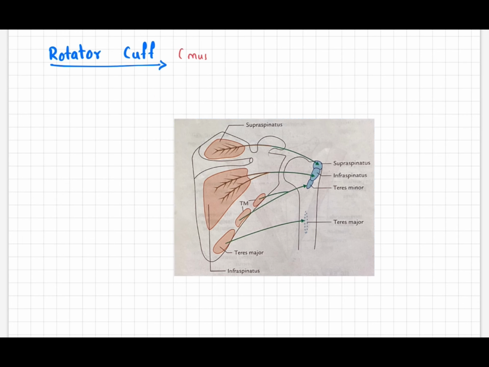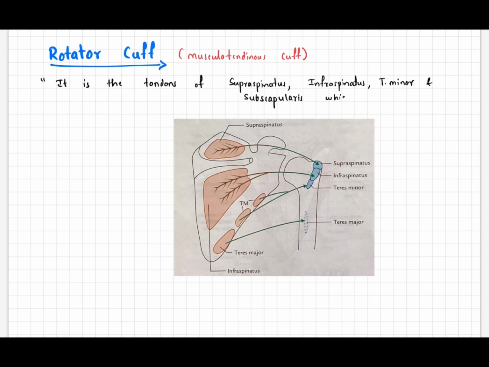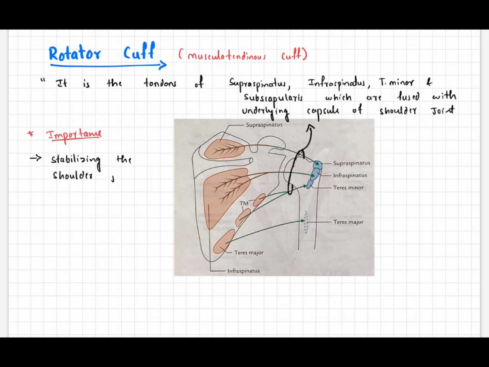Rotator cuff is a name given to the tendons of supraspinatus, infraspinatus, teres minor, and subscapularis, which are fused with the underlying capsule of the shoulder joint. The primary function of the rotator cuff muscles is to grasp a relatively large head of the humerus and hold it against the smaller and shallow glenoid cavity.